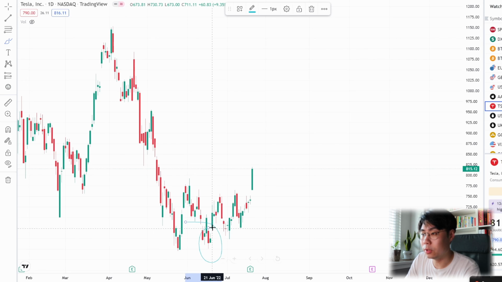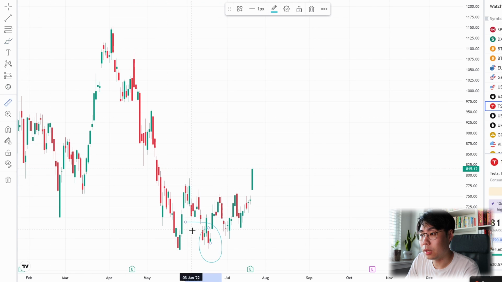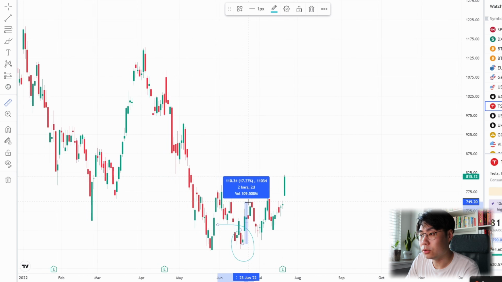And from here onwards, you can see there is a slight price increase, although not as much. And this probably is around 15 to 20% as well. It's about 18% from the low point, right?